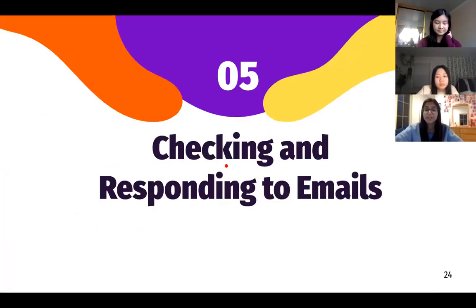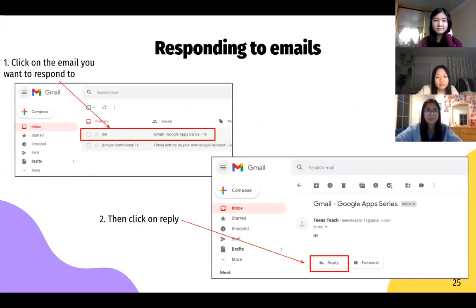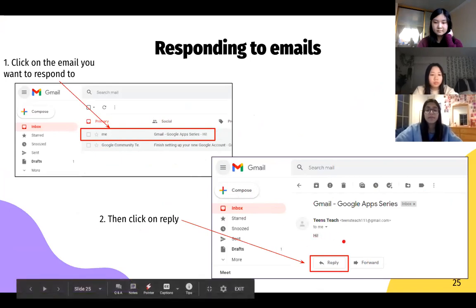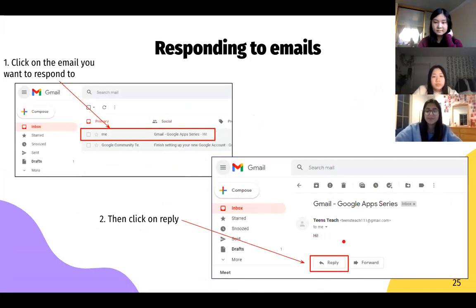Step 5 is checking and responding to emails. First, click on the email you want to respond to, which will be in your Inbox tab. Then click on Reply, which will be located on the bottom of the email that you want to reply to.